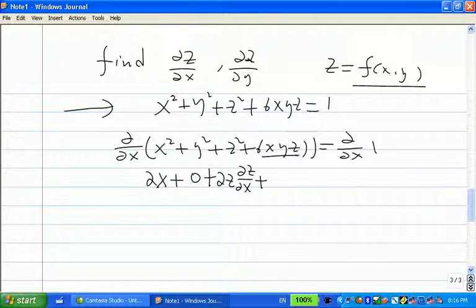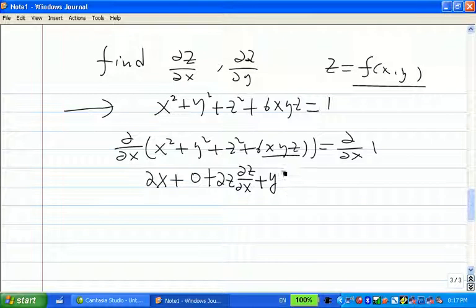Now look at this. You have x, y, z. X depends on x. Y is independent of x. Z depends on x. Therefore, use the product rule. Here you treat y as a constant. Z is not constant because z is a function of x and y. Okay, so use the product rule.